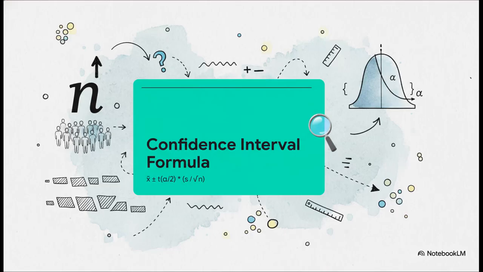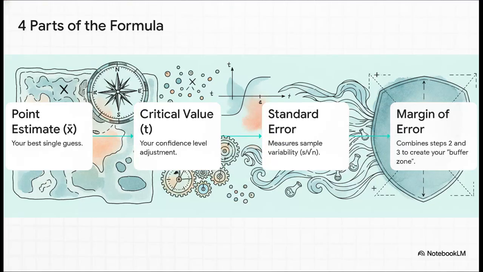And here it is, the formula. I know, formulas can look a little intense, but trust me, this one is just made of a few simple logical pieces. Let's break down exactly what each part is doing. It's really just a 4-part recipe. We start with our best guess, the sample mean. Then we figure out our adjustment factor. That's the critical t-value. We multiply that by the standard error, which measures our sample's wobble. That all pieced together gives us our margin of error, kind of like a buffer zone, that we add and subtract from our best guess.